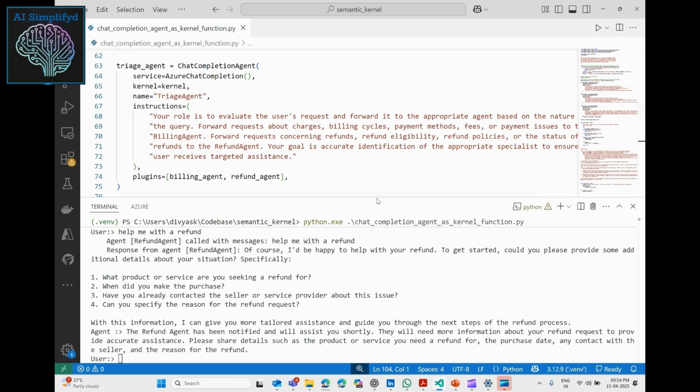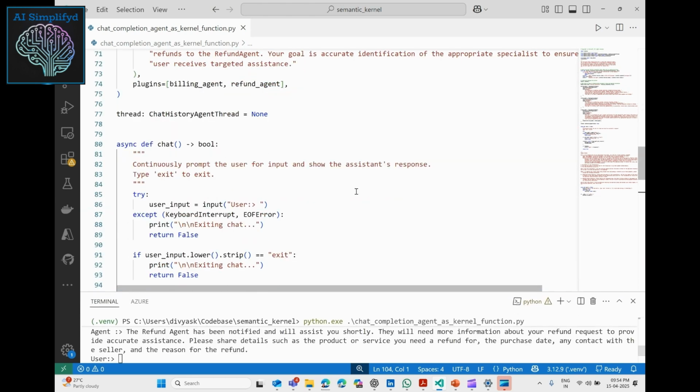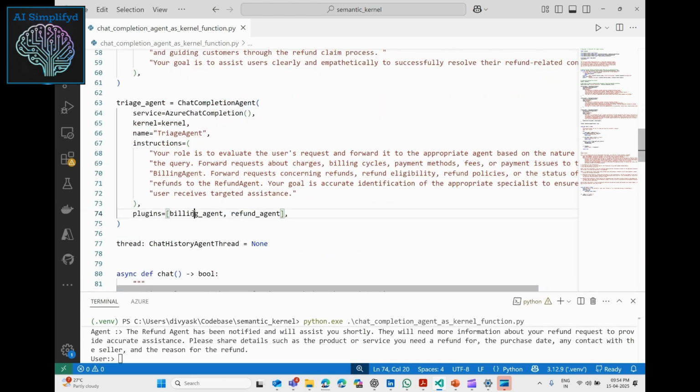So without any additional configuration, these two agents are registered as plugins, and the triage agent knows when to invoke which agent depending on the scenario. So it's pretty easy to build agents using the Semantic Kernel Agent Framework.